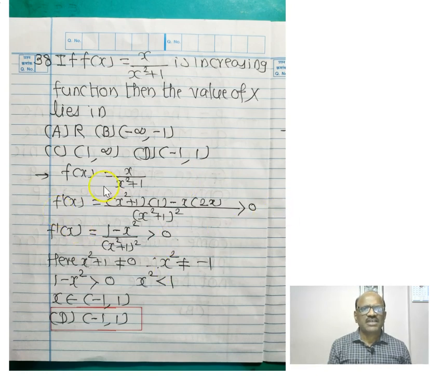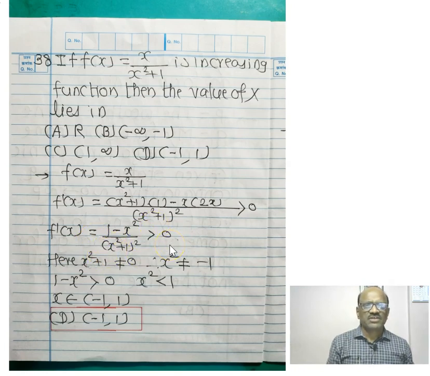f dash of x: apply the quotient rule. x square plus 1, derivative of x is 1, minus x in bracket, derivative of x square plus 1, which is 2x, upon x square plus 1 bracket square. But it is increasing, therefore it is greater than 0. Therefore f dash of x is equal to 1 minus x square upon x square plus 1 bracket square, which is positive.